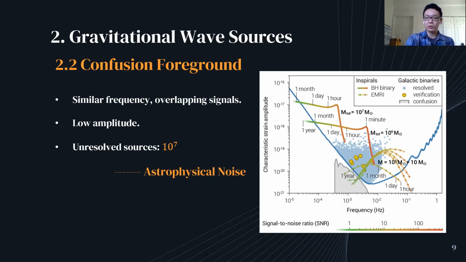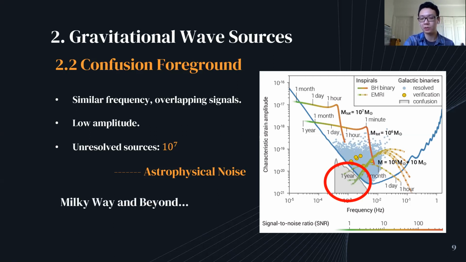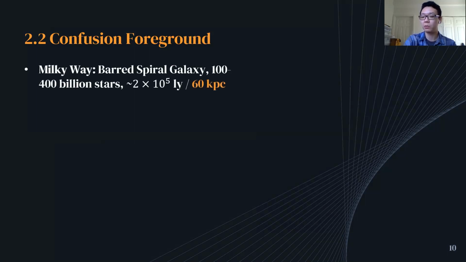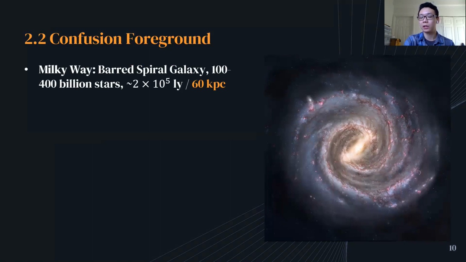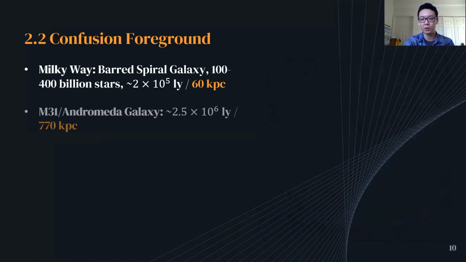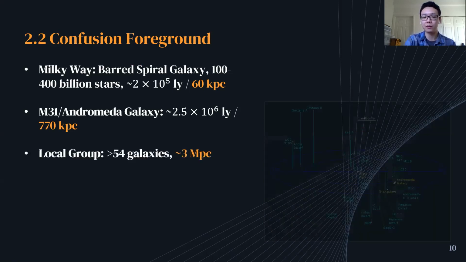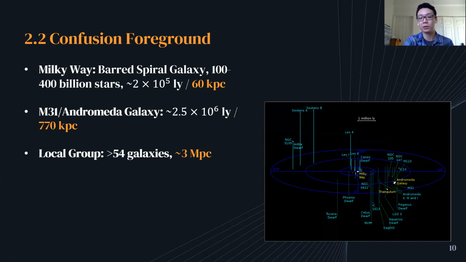So where are those ultra-compact binaries? We know that they not only exist in the Milky Way, but also in other galaxies. So to locate our potential sources, let's take a look at what is beyond the Milky Way. We start at the origin, the Milky Way, which is a pretty typical barred spiral galaxy, has 100 to 400 billion stars with a diameter of around 60 kiloparsec. If we keep going, we reach the nearest galaxy M31, also known as the Andromeda Galaxy, that is around 770 kiloparsec away. We go further and arrive at the edge of the Local Group that has more than 54 galaxies, including the Milky Way and M31, which has a diameter of around 3 megaparsec.